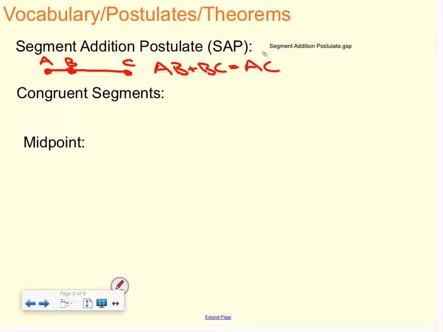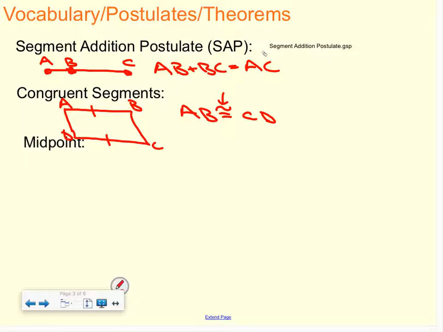Congruent segments: make sure that you have little dash marks there. That's the indicator that they're congruent. They are not congruent until you have those symbols that ensure that they're congruent. And how would we describe that? Well, if we had A, B, C, D, we would say that AB is congruent to CD. That symbol right there is the congruent symbol, the equal sign with a little wavy line.